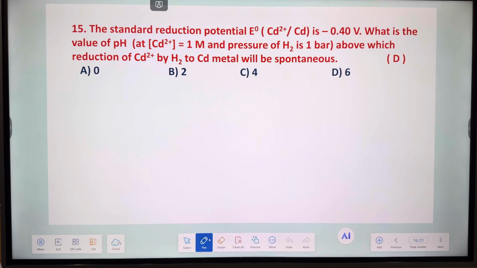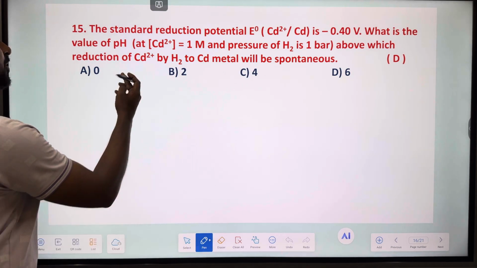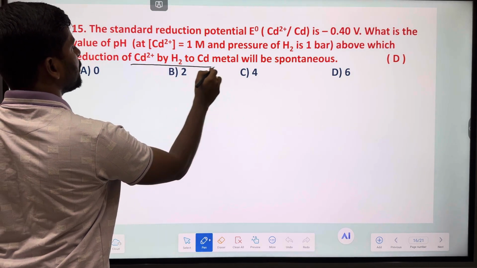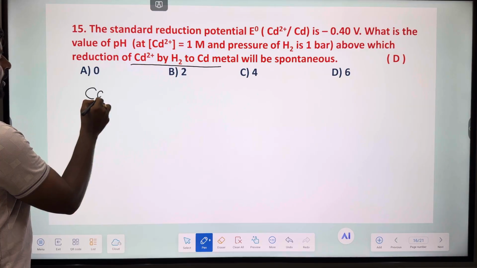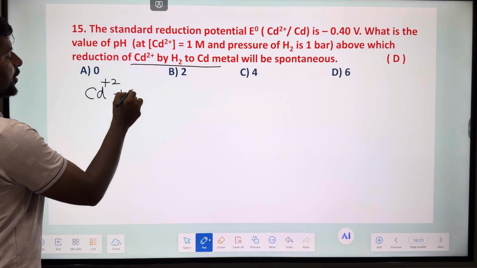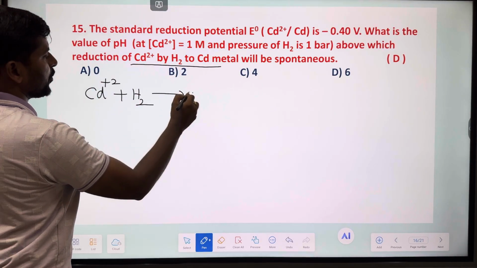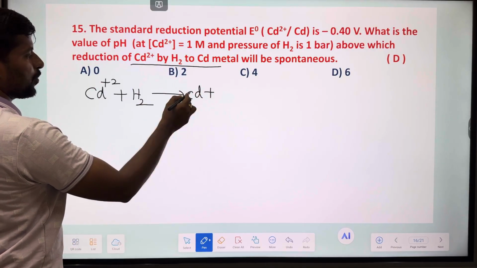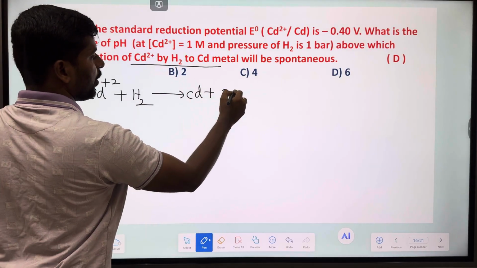What is the value of pH at cadmium plus 2 concentration 1 M and pressure of H2 given 1 bar, above which reduction of cadmium plus 2 by hydrogen to cadmium metal will be spontaneous? Which reaction do we have to take? Reduction of cadmium plus 2 by hydrogen to cadmium. So cadmium undergoes reduction, which means hydrogen undergoes oxidation.